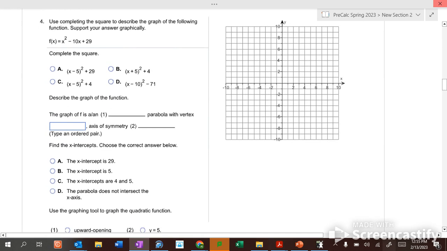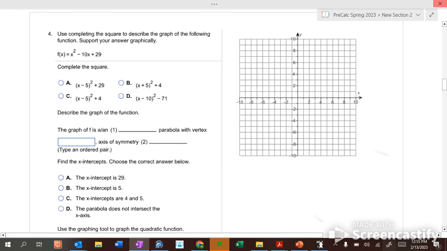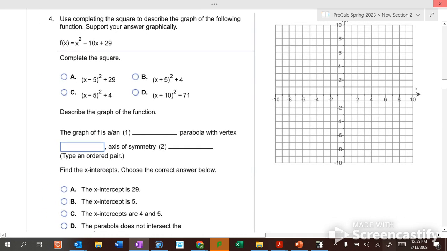Complete the square to figure out the vertex form of this graph. So complete the square. It's x squared minus 10x plus blank plus 29 minus blank. Whatever you put in the blank, you have to subtract. So you take half of negative 10 and square it.